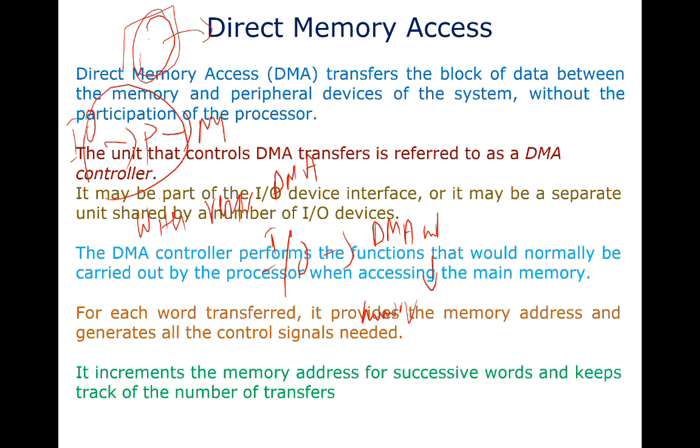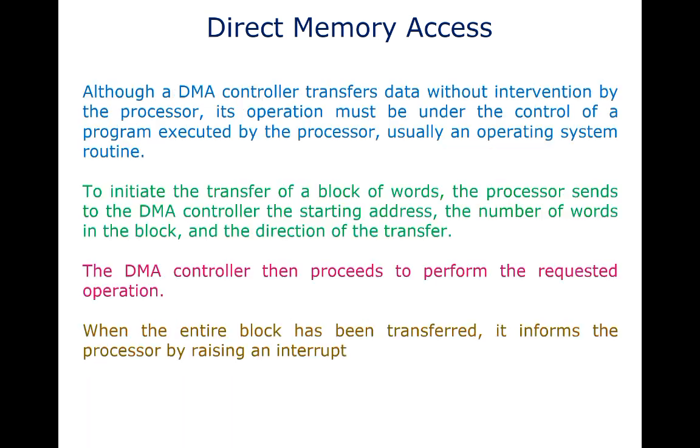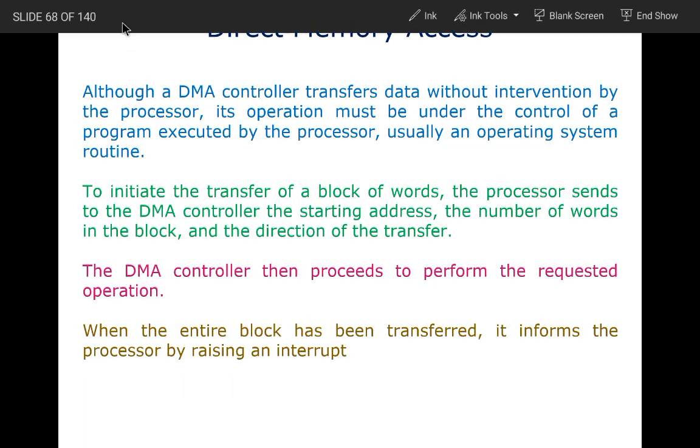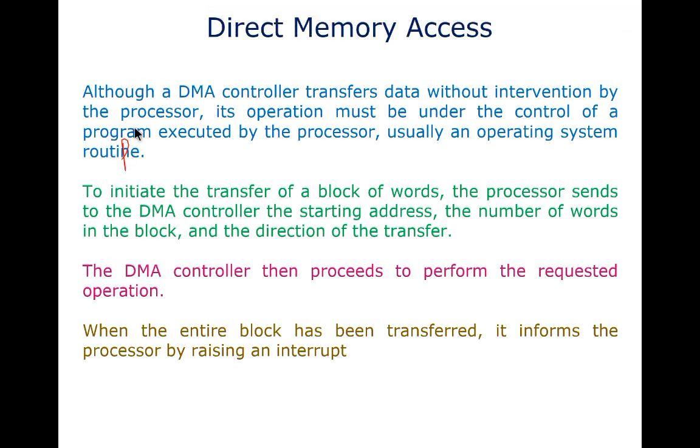This is how the flow appears in a DMA transfer. First, the processing unit, the CPU, initiates the direct memory access. The DMA then transfers the entire block, and after completion the CPU is informed.